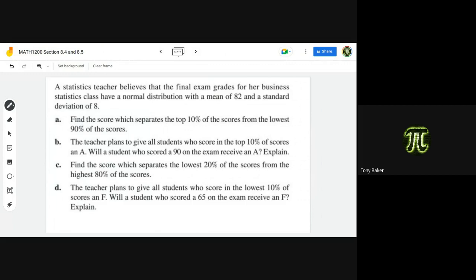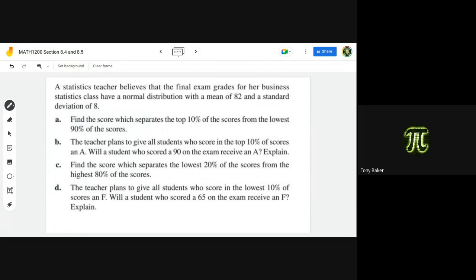Remember I told you a true curve? It's nothing to do with your grades. It has everything to do with the probability of people passing and failing based on the bell curve. So this teacher, and no, I would never curve this way because I actually don't think it's fair, statistically believes that the final exam scores for a business class have a normal distribution of a mean of 82 and a standard deviation of 8.